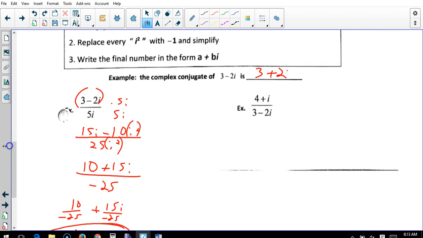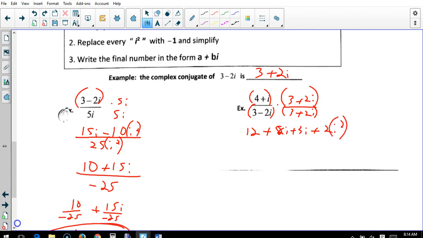This conjugate here is 3 plus 2i. So we're going to multiply that by 3 plus 2i on the top, 3 plus 2i on the bottom. And FOIL, and FOIL. 4 times 3, 12. Outer, 4 times 2i is 8i. Inside, that gives 3i. And last times last, plus 2i squared.